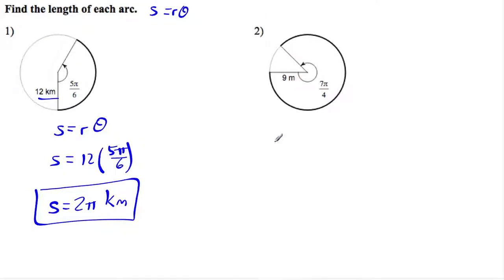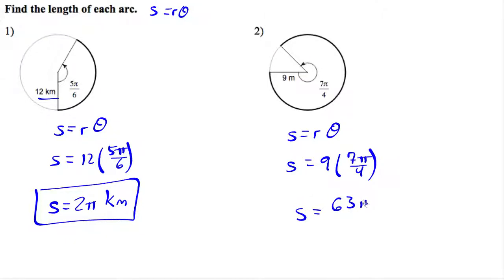Over here for number 2, we again have S is equal to r times theta. So the arc length is equal to the radius, which is 9, times the central angle, which is 7 pi over 4. Now here the 9 and the 4 can't reduce, but that's okay. We leave this as 63 pi over 4 meters.